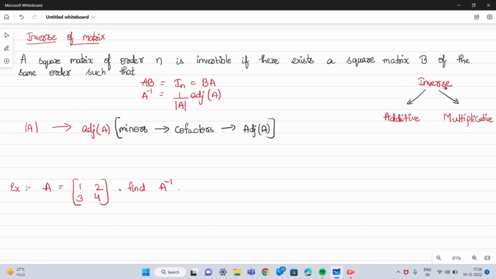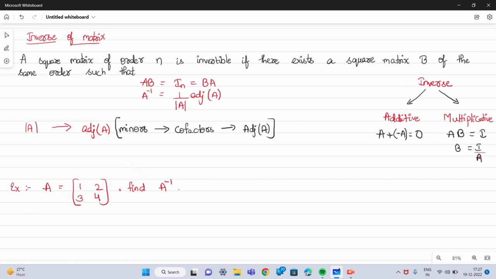Inverse of a matrix. In the inverse concept, we have two types: one is additive inverse, one is multiplicative inverse. In additive inverse, what should be added to the matrix A so that it becomes a null matrix? It is minus A. In multiplicative inverse, what should be multiplied to matrix A so that it becomes a unit matrix? It is some B. But here B is nothing but I by A.